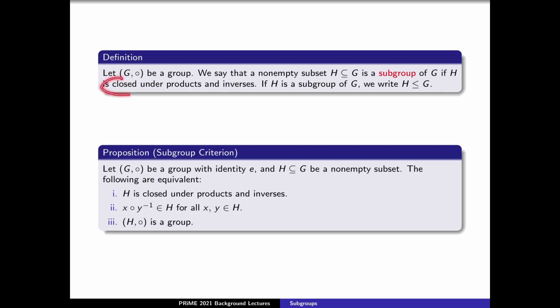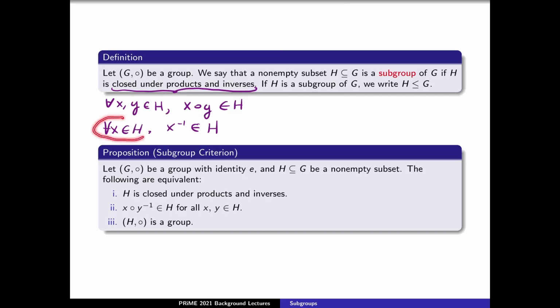Now, this portion over here, that it is closed under products and inverses. What this means is that for every single x and y in H, we have that x ∘ y is back in H, and for every x in H, we have that x^-1 is in H.